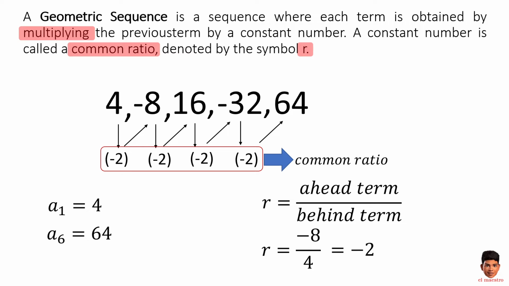You can also try kahit saan dyan. Pwede halimbawa, dito tayo sa negative 32. Ito yung ahead term natin. If this is our ahead term, dapat sino yung behind term natin? Correct, si 16. Let's try to solve. Negative 32, which is ahead term, divided by 16, yung behind, still we will get negative 2. Yan yung way paano kukunin yung common ratio. You will just divide, get the ratio.